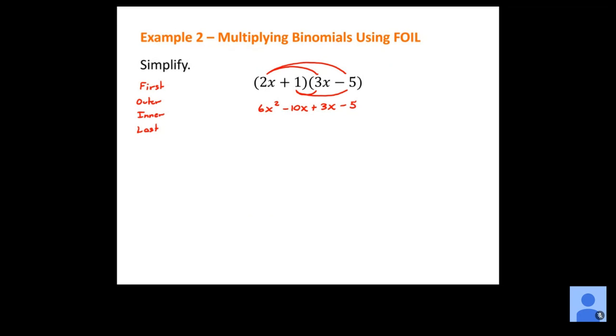And like I told you before, always look to see if there's anything that can be simplified or combined. In this case, we have some like terms, the negative 10x and the positive 3x, so we need to make sure we combine those. So we're going to have 6x squared. Negative 10 plus 3 should give us a negative 7x, and then we have our minus 5. And so our final answer for this one is going to be this trinomial right here.